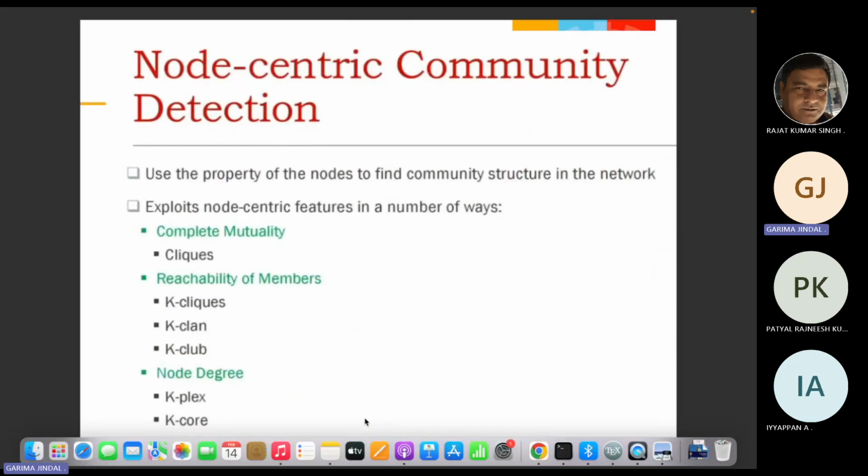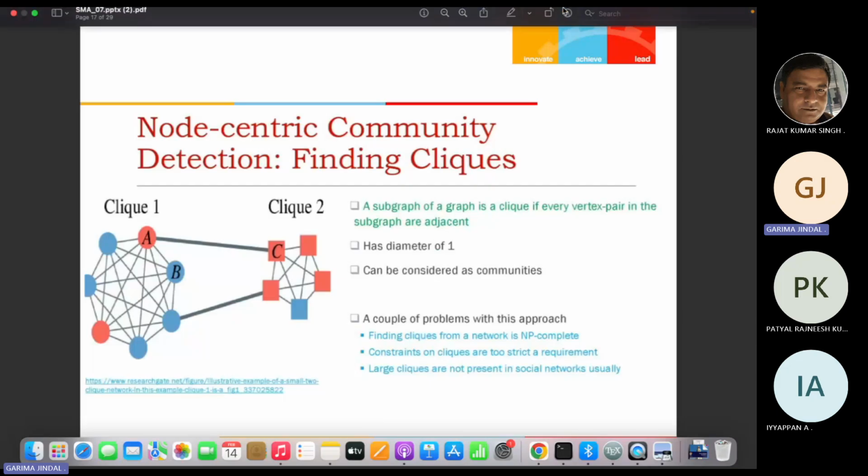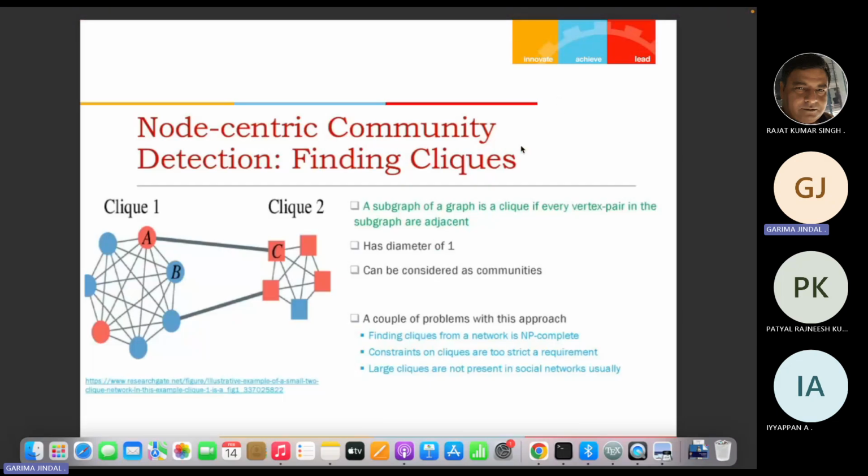And then we have studied that initially the community detection was based on node-centric measures. So what were these node-centric measures? Firstly, we tried to identify the cliques in the network. But what are cliques? Cliques are subsets where every node is connected to all the other nodes.